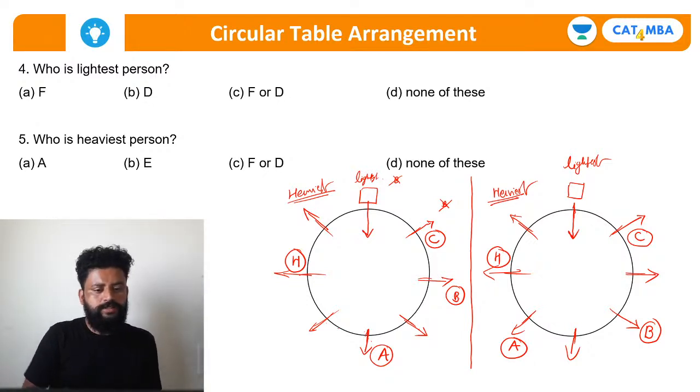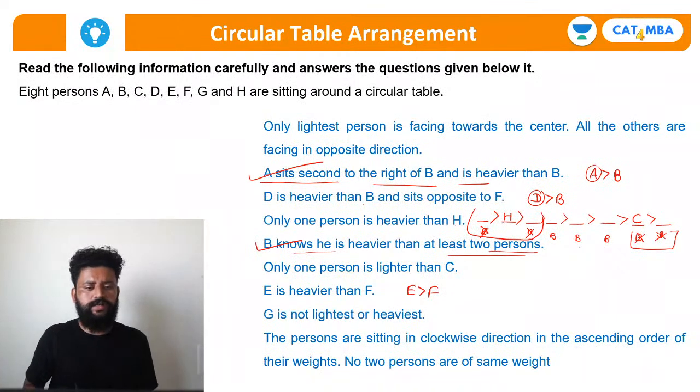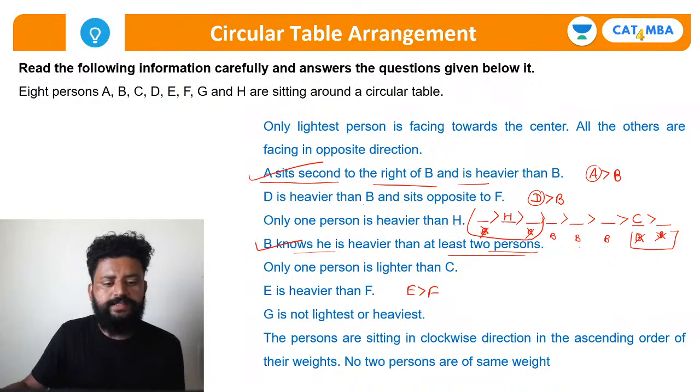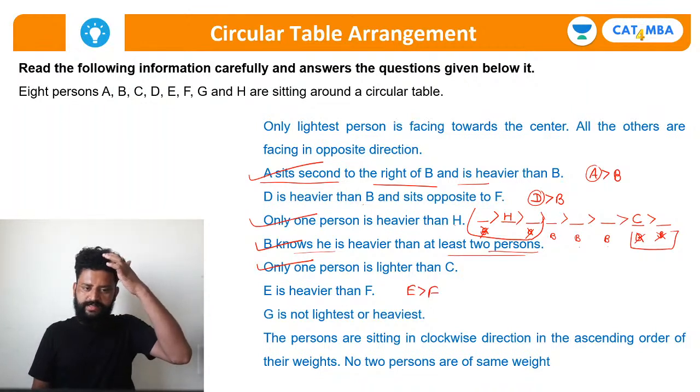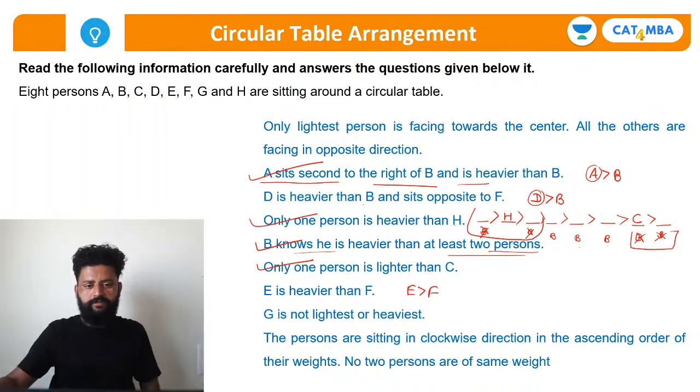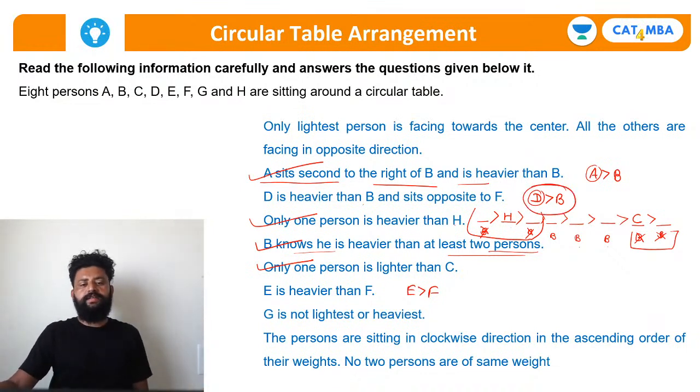We have fixed 4 persons in both the possibilities. So we are left with 4 only, and this is not going to be that tough now, because just arranging 4 persons is not a big deal. Only one person is lighter than C, that's what we used. One person is heavier than H, also used. D is heavier than B and sits opposite, we haven't used this one. D is heavier than B, we have used this as well.